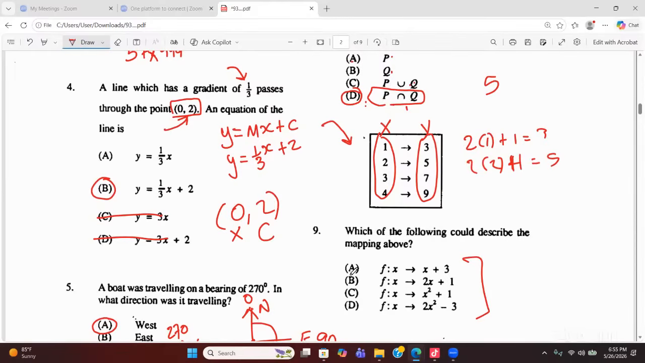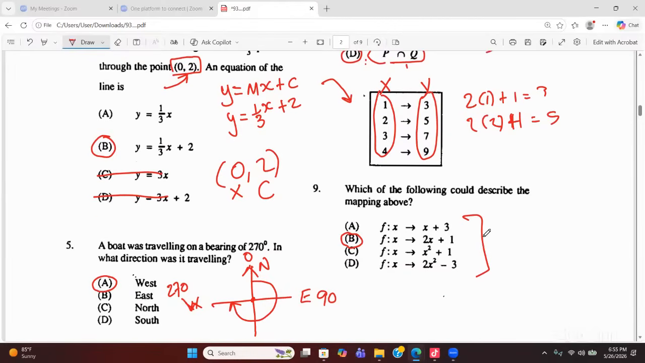So you would have to pick your B here based on what you're seeing. 2 times x plus 1. It's not the square. Be careful. It's 2 times x plus 1. Double check. It's just 2 times x plus 1. It's not squared. All right, we're good with that. So the answer is 2x plus 1.